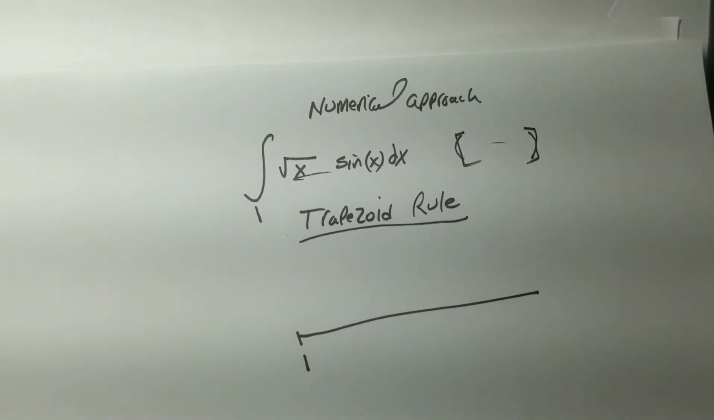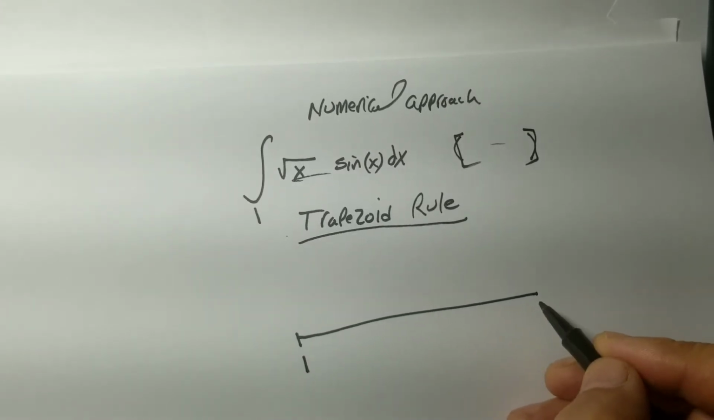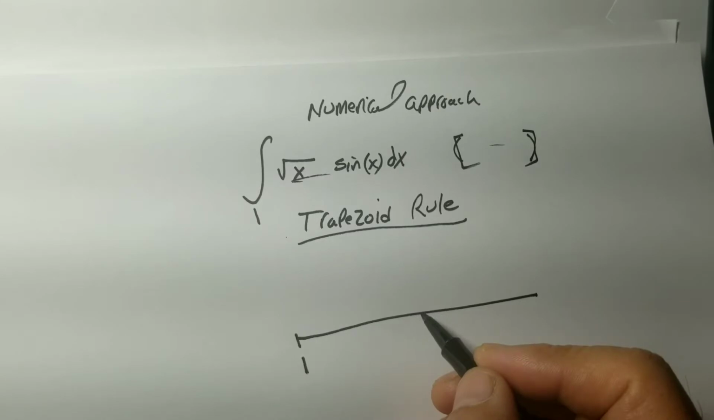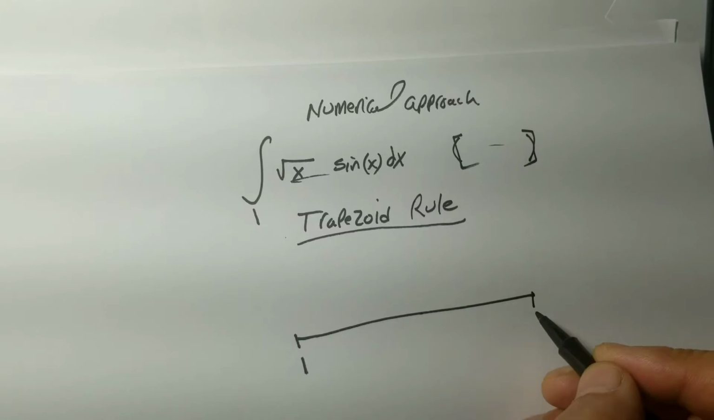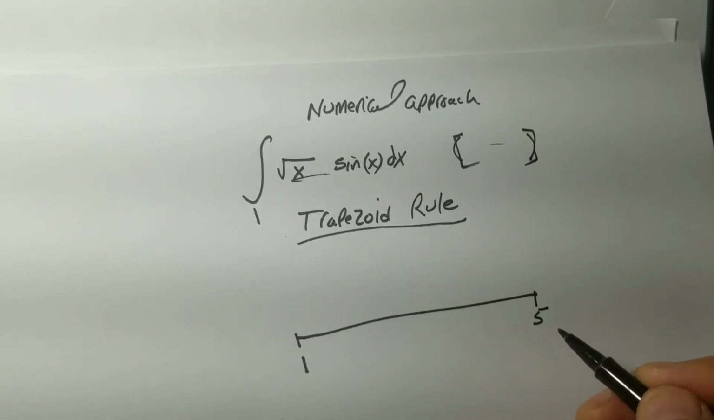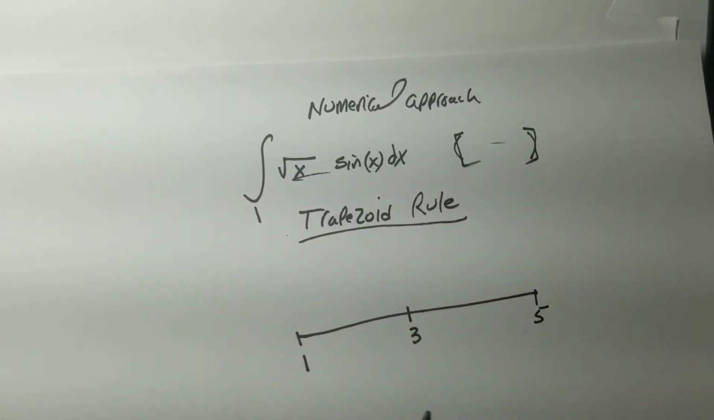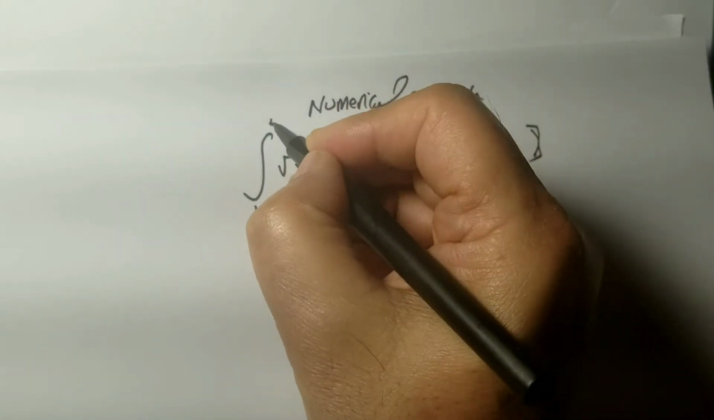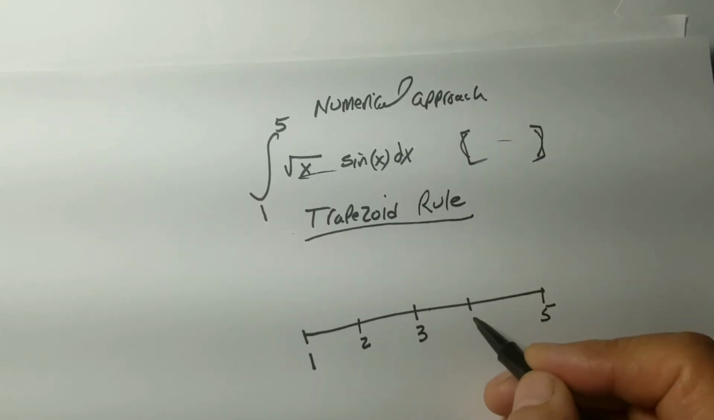I really want to make my life easy. I'm going to pick a number such that when I add 1 to it, it becomes even when I split it. If I put 5, what is 1 plus 5? 1 plus 5 is 6. What is the middle of it? It is 3. What is the middle of 1 and 3? 2. Therefore, I'm going to pick 5 because I can split my number line, my domain, very easily.